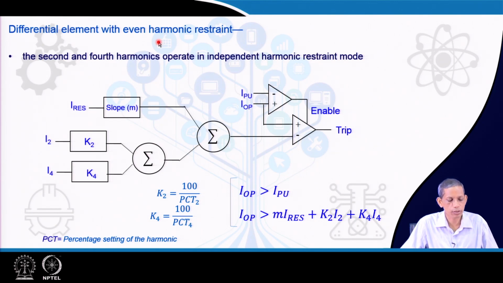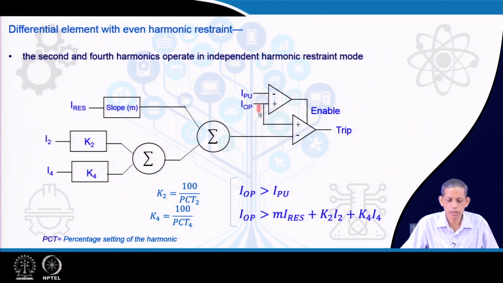Now, we will go to the harmonic restraint scheme, the second option which is being used. Here also the second and fourth harmonics are applied, and as already mentioned, with the I restraining we add I2 K2 and I4 K4, where K2 and K4 are already defined, and then the corresponding IP and IPO.